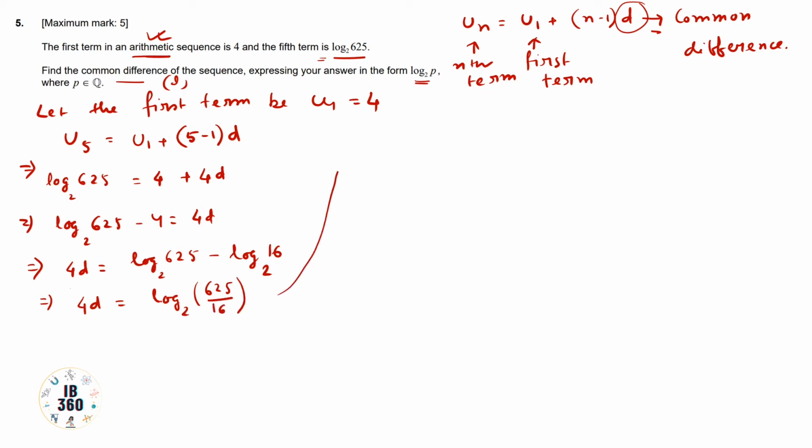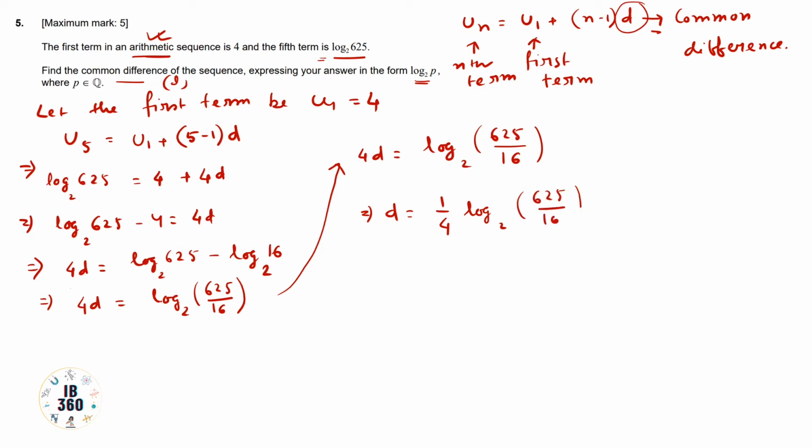So from here, just see here, that is 4d equals log base 2 of 625 divided by 16. From here we are getting d equals 1 by 4 log base 2 of 625 divided by 16. So d equals, this will be the power of this term, so log base 2 of (625 divided by 16) to the power 1 by 4.